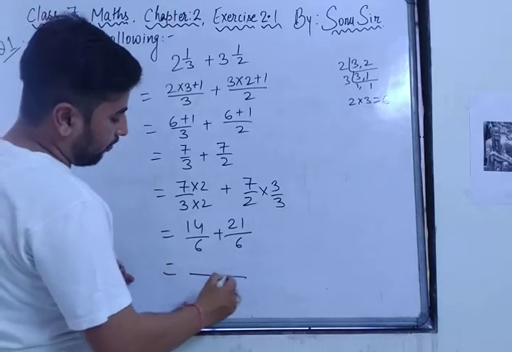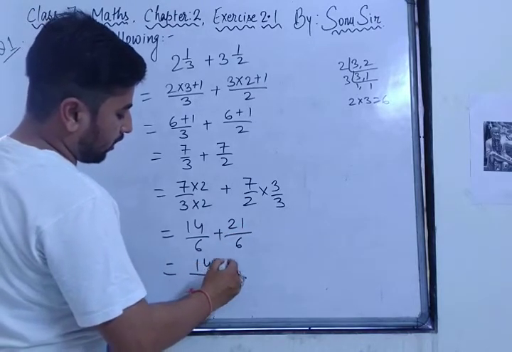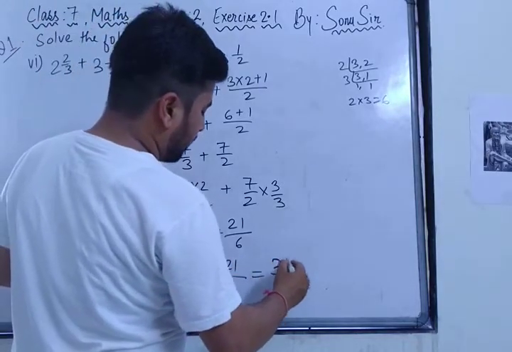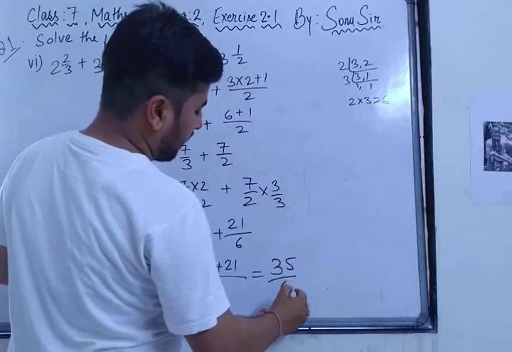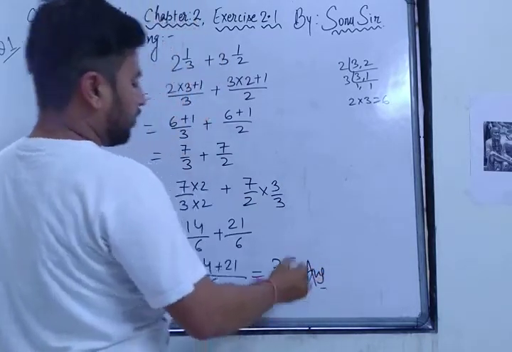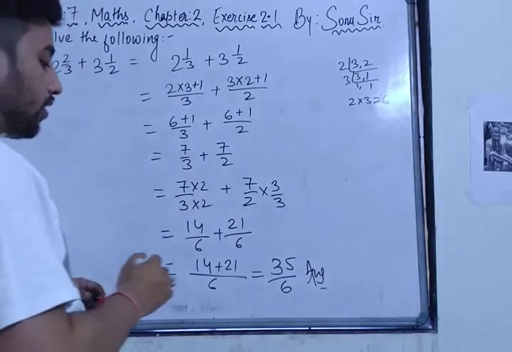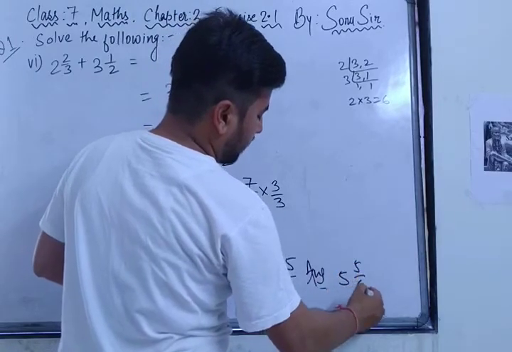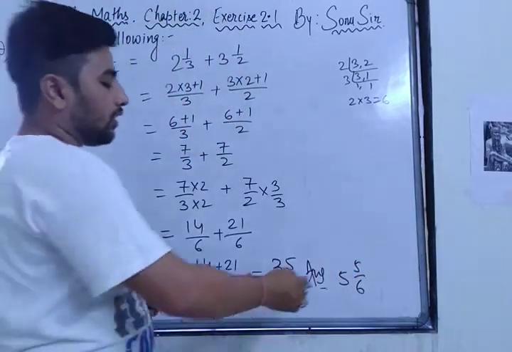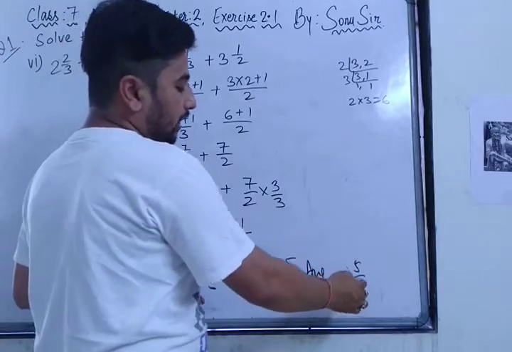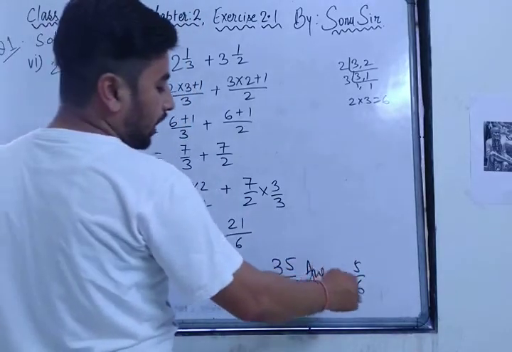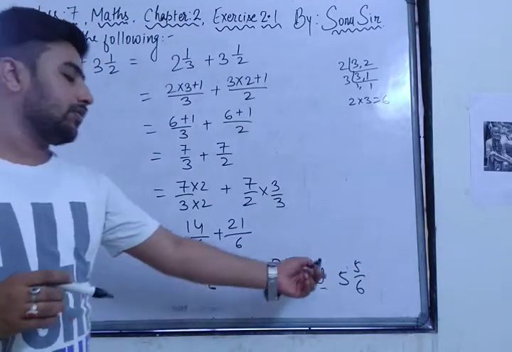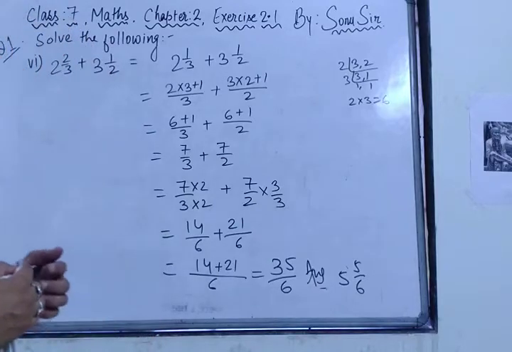Now the denominator is the same. So 14 plus 21 is equal to 35 by 6. So this is your answer. And if you want to convert this answer into a mixed fraction, then 6 fives are 30, so 35 by 6 is 5 into 5 by 6. Here 5 is your quotient, this is your remainder and this is your divisor. So quotient, remainder and divisor. This converts into a mixed fraction. 35 by 6 will be equal to 5 into 5 by 6. So you can write this answer.